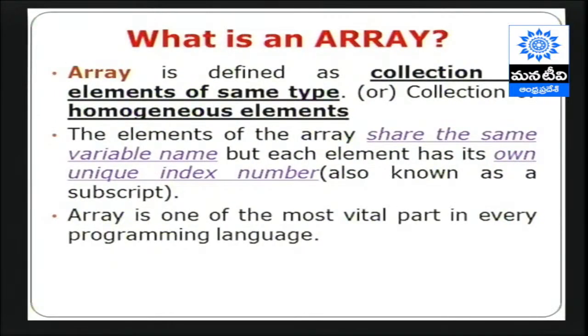An array is defined as a collection of homogeneous elements, or otherwise, a collection of elements of the same data type which are referred to with the same name, where the array elements are referred to with a unique index number that is provided for all the array elements. Array is one of the important programming elements used in programming languages.